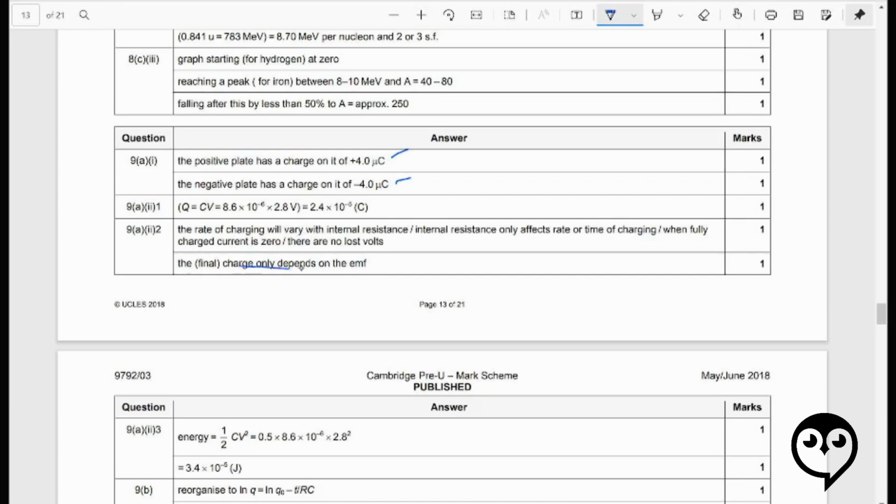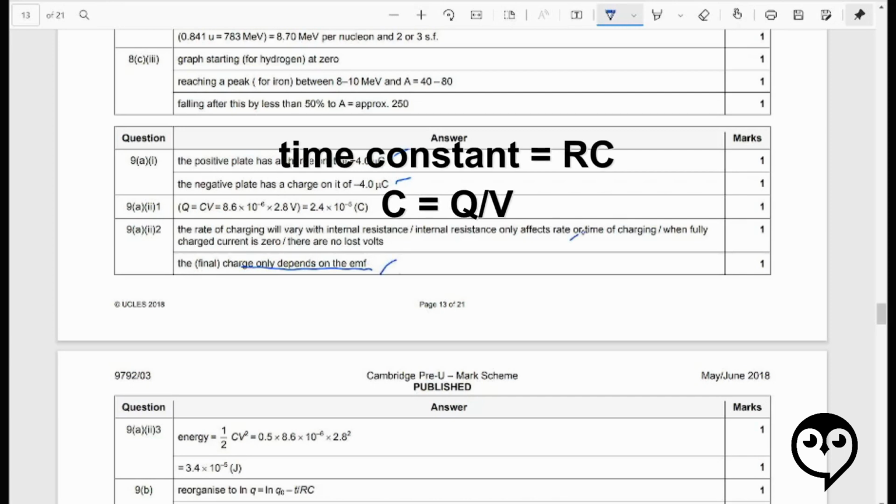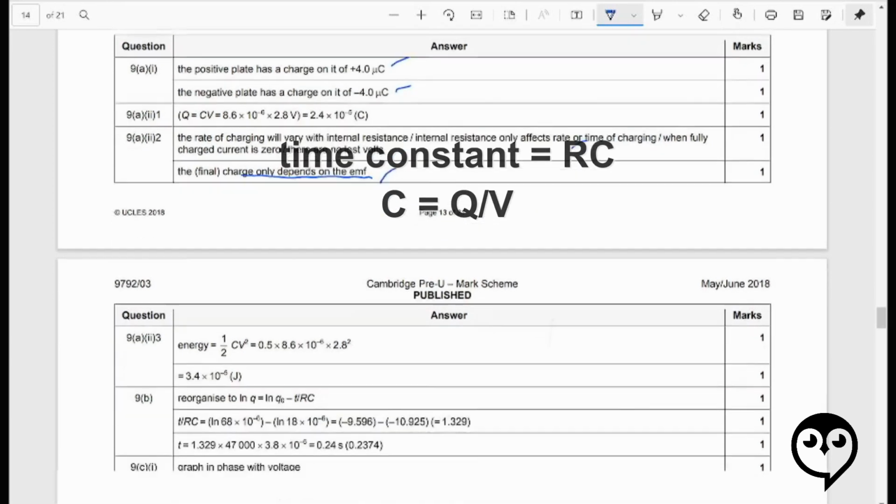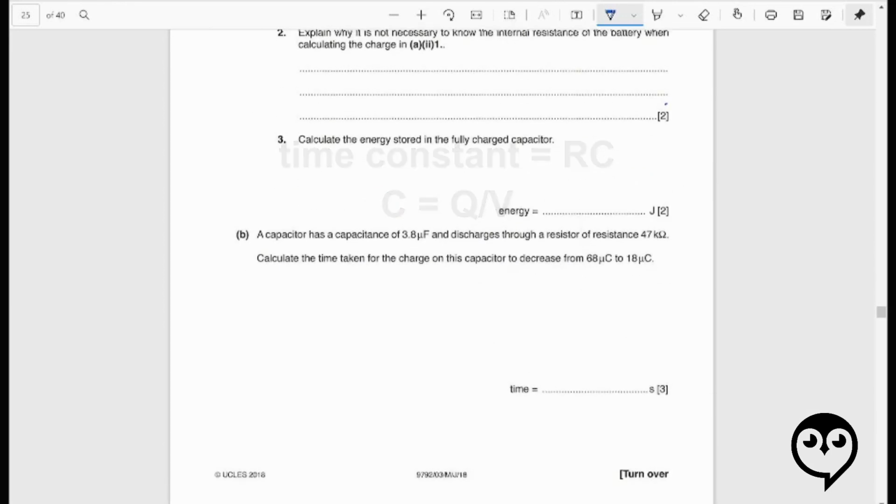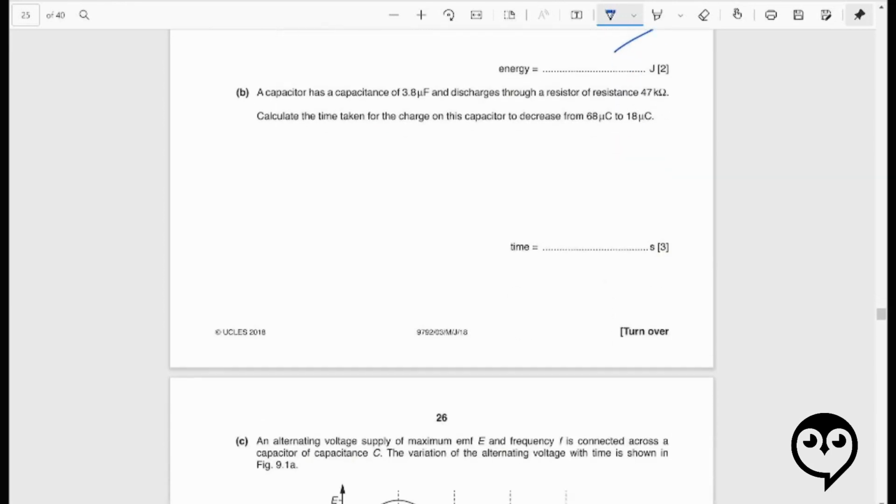The final charge only depends on the EMF. Okay, so final charge depends on EMF. The time of the charge depends on the internal resistance. Okay, there's some energy calculations. I'll leave that to you because I think that's done elsewhere.